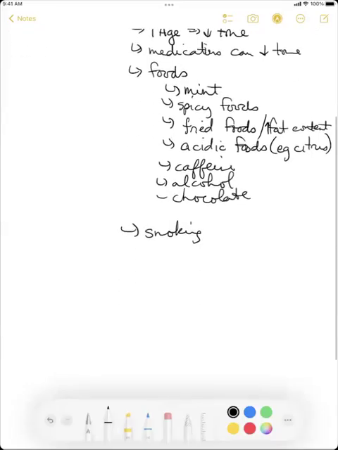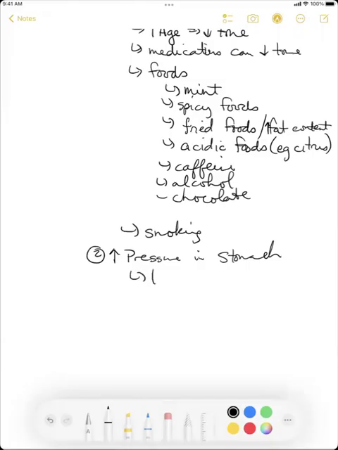There is another cause. Rather than lowering the lower esophageal sphincter tone, if there's an increased pressure in the stomach, it could cause contents to flow back. So, increased pressure in the stomach. And this could be because of a large meal size. Obesity can do that. Pregnancy.